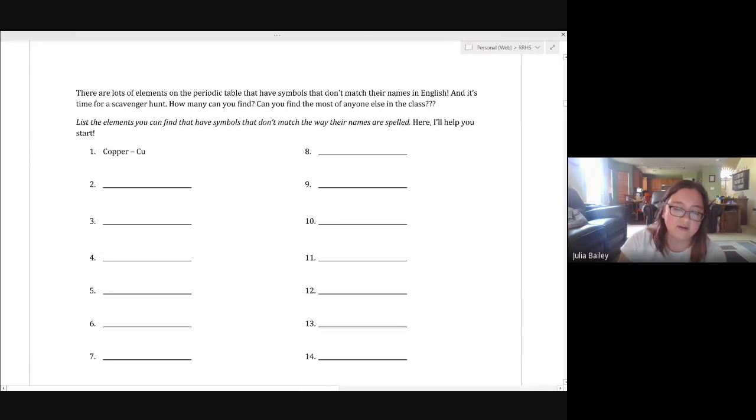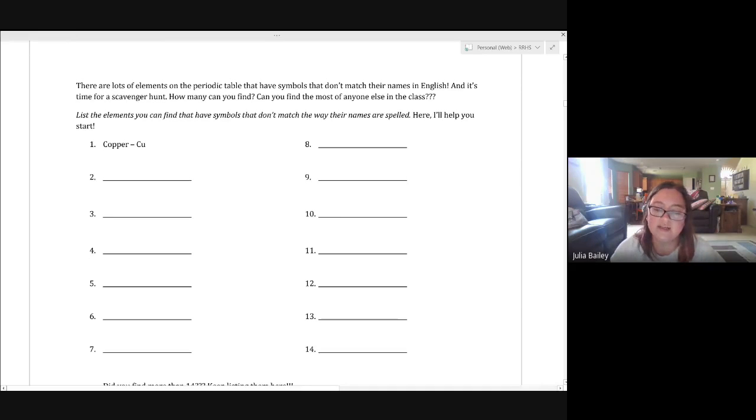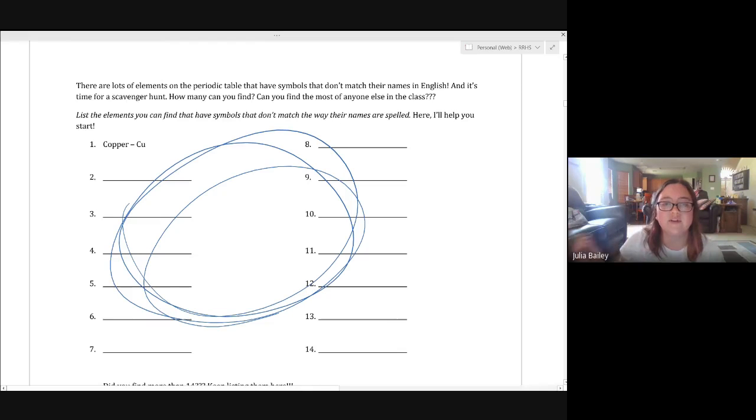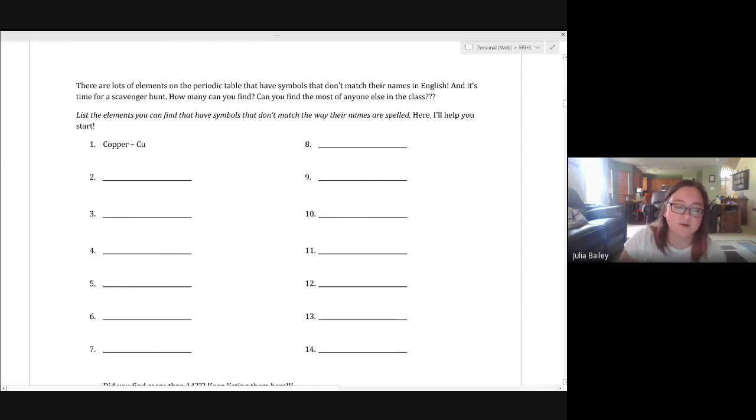Now there are quite a few other elements on the periodic table that have symbols that don't match their names in English, and it's time for a scavenger hunt. You're not going to literally tell me because this is a video, but see how many you can find. Down here, make a list of all the elements you can find that have symbols that don't match the way their names are spelled, like how copper was Cu. Pause the video and go ahead and do that.